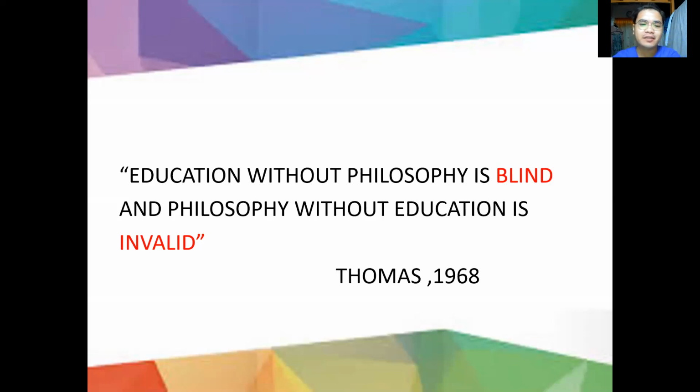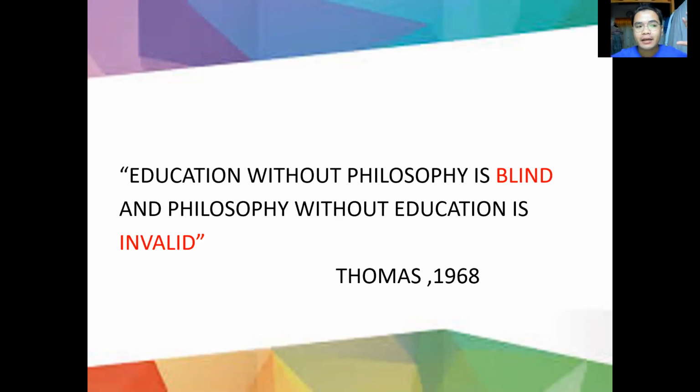So according to Thomas in 1968, sabi niya, education without philosophy is blind, and philosophy without education is invalid. If you notice, in universities, in the DepEd, for example, state universities, higher education institutions, private or public, have their university philosophy or their school philosophy. And this philosophy is on top of their vision and mission. And this vision and mission guides the formulation of the core values, of the goals and objectives or program objectives of the program. But on top of all these things is the university philosophy or the school philosophy.